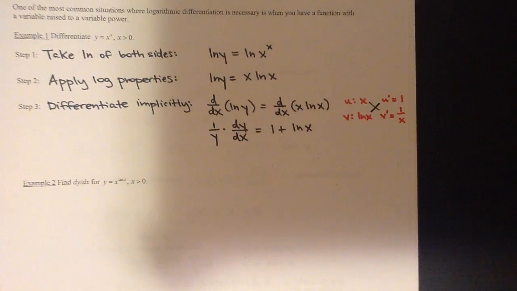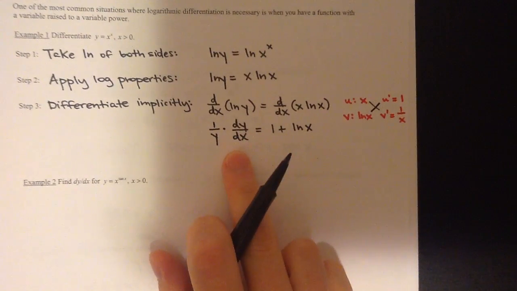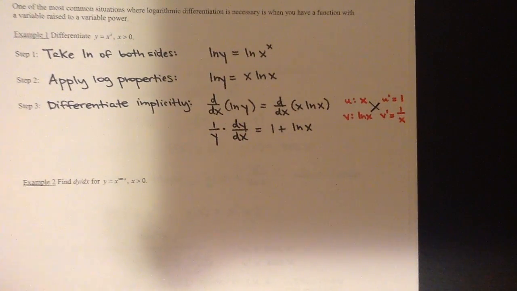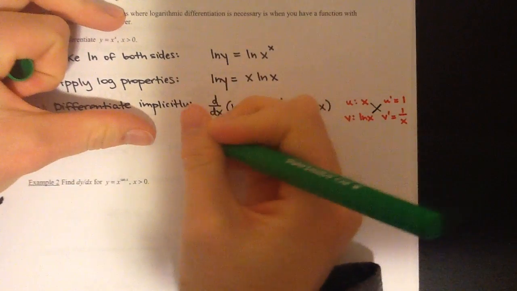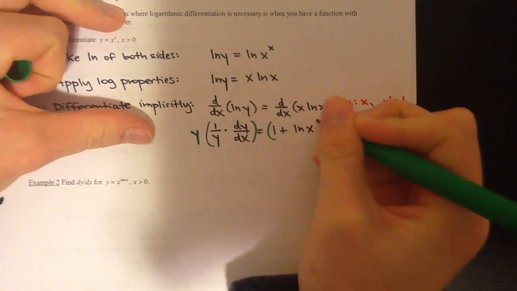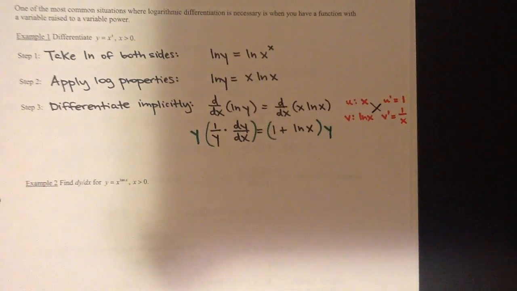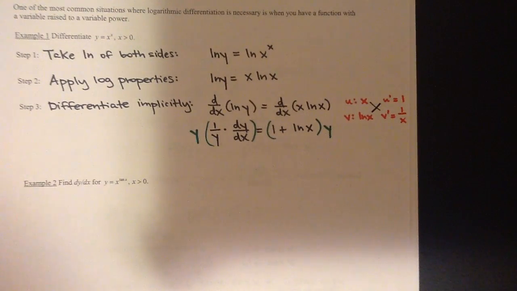Alright, so now we are just about done here. Remember, our goal is always to get dy by dx by itself. So what I can do is I can multiply both sides by y. And when I multiply both sides by y, then the dy by dx part will just be all by itself.